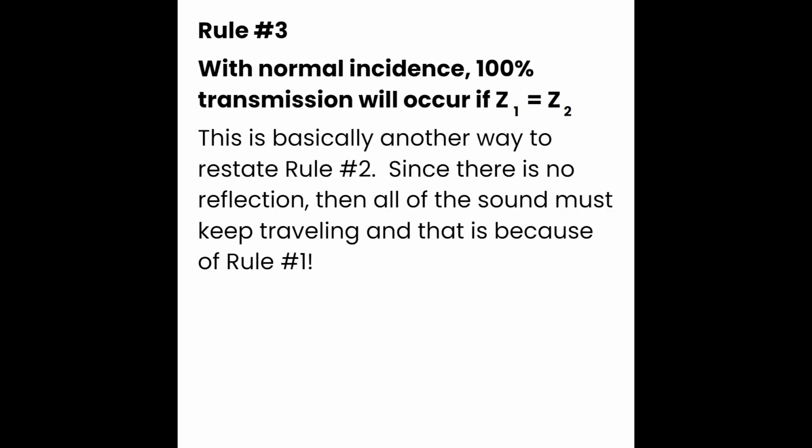Rule number 3 relates back to actually rule number 1 and rule number 2. So with normal incidence, 100% transmission will occur if the impedances are the same. So rule number 1 said we can't create or destroy energy. So if we have 100% of that energy coming into the boundary and no reflection occurred, then all that energy has to keep going forward through the transmission wave. That is what this is saying. This also is a throwback to rule number 2, because we just said that if the impedances are the same, no reflection can occur, which is why it lends itself to the fact that transmission is 100% when impedances are the same.